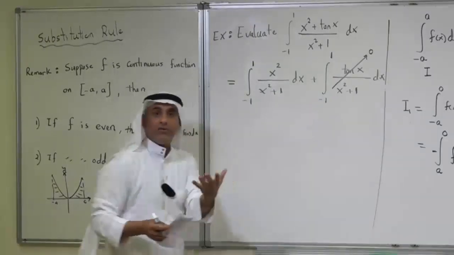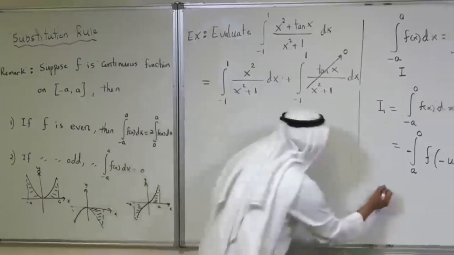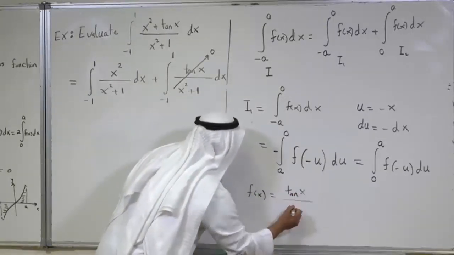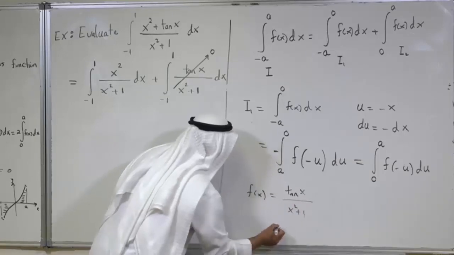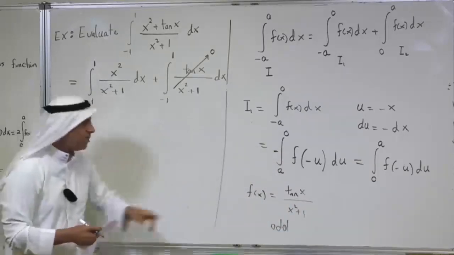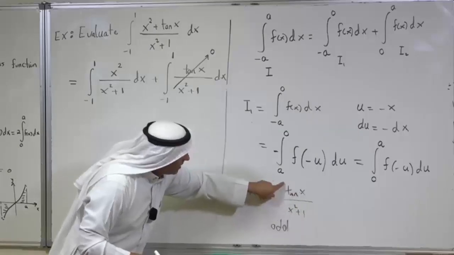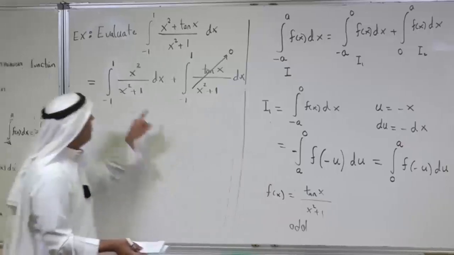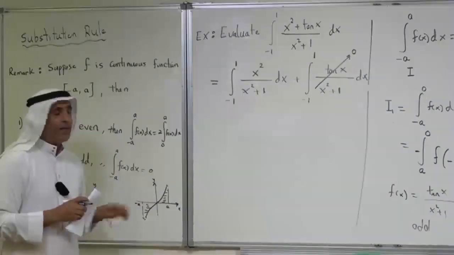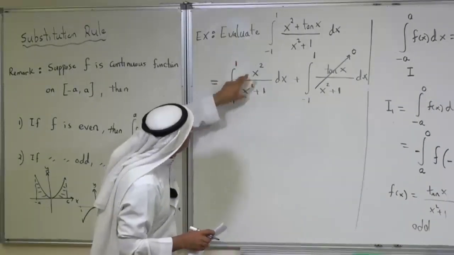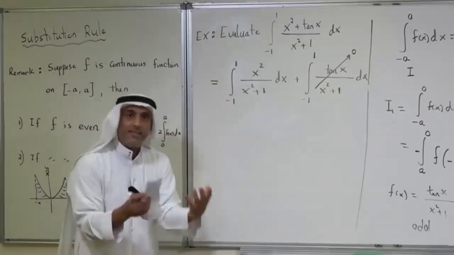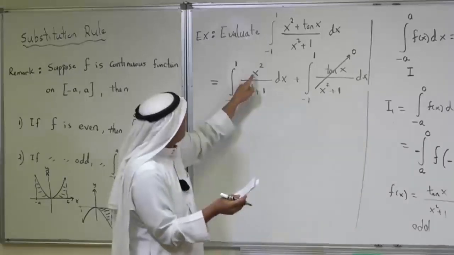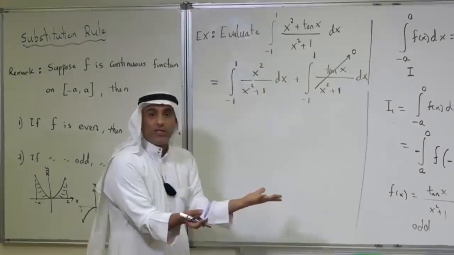And this is a good exercise for you. Show that f of x equal to tangent of x all over x squared plus 1 is what? Odd. And that is an easy exercise. You just replace x by minus x, and you can take the minus out of the tangent and nothing will happen here, so it is an odd function. What about this? x squared is even, and this is even, so the division also will give me even. And this is another exercise for you. You can take this and prove that it is even. Simply, you replace x by minus x, nothing will be changed.